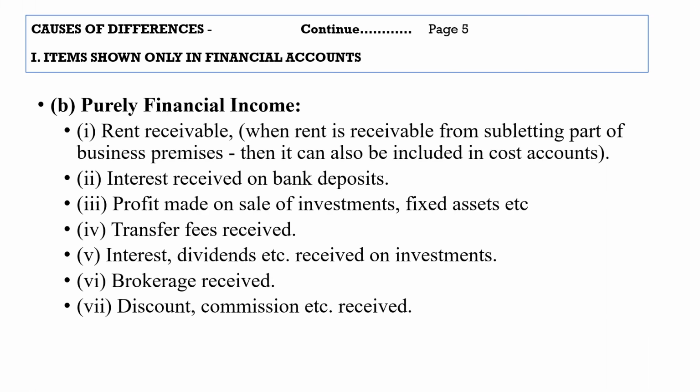The second point for items shown only in financials is purely financial income. Rent receivable, interest received, profit made on sale of investment, transfer fees, interest, dividend received, brokerage fee received, discount, etc.